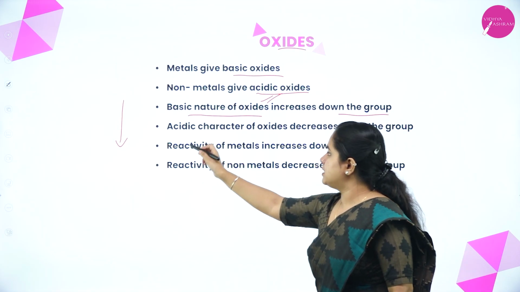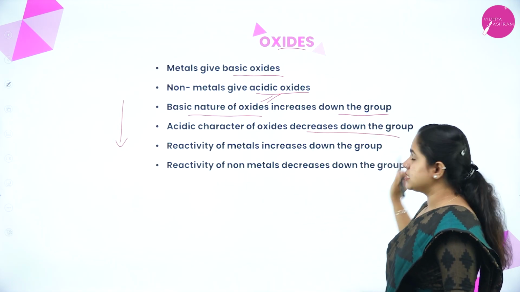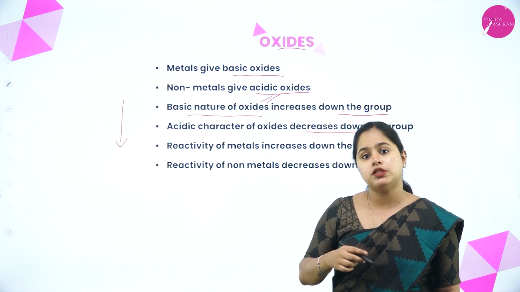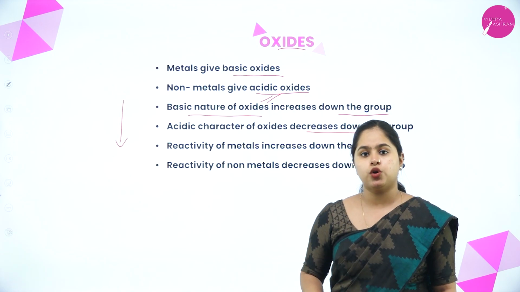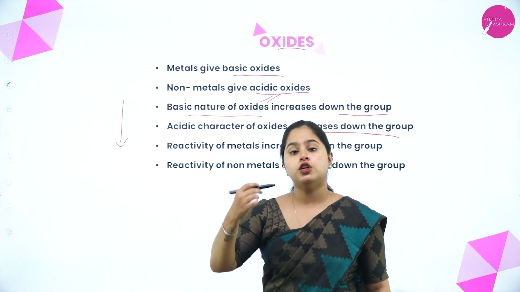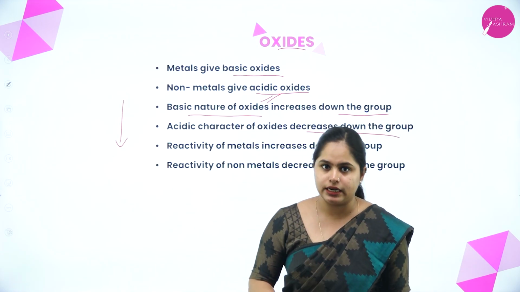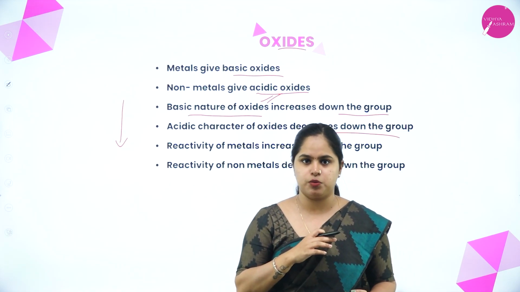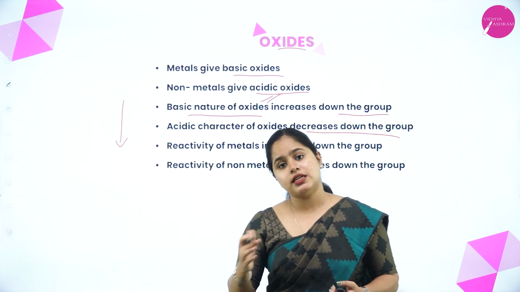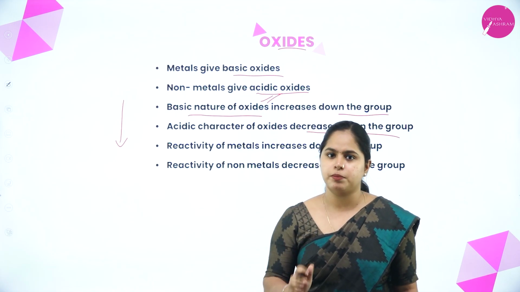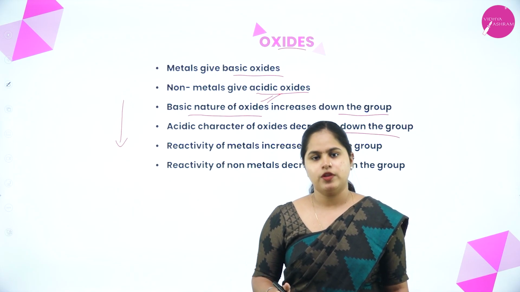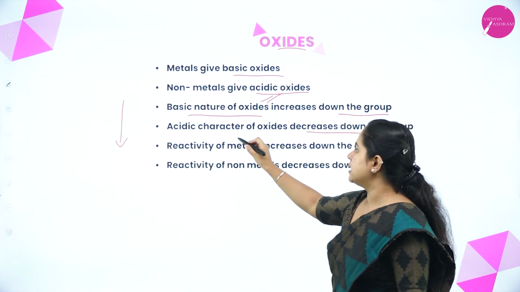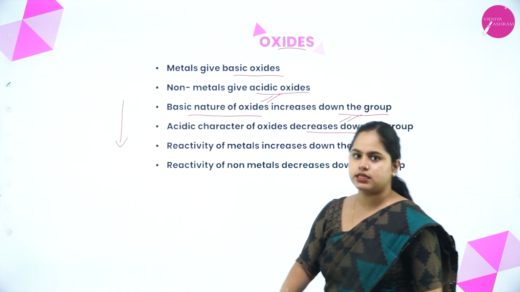Now moving on to the acidic character of oxides, it decreases down the group. We know that the non-metallic character keeps on decreasing down the group, because as the atomic size increases, it is difficult to accept one more electron. So the tendency of an atom to accept one electron becomes less and less when we move down the group. Hence the non-metallic character decreases down the group, and hence the acidic character of oxides also decreases down the group.